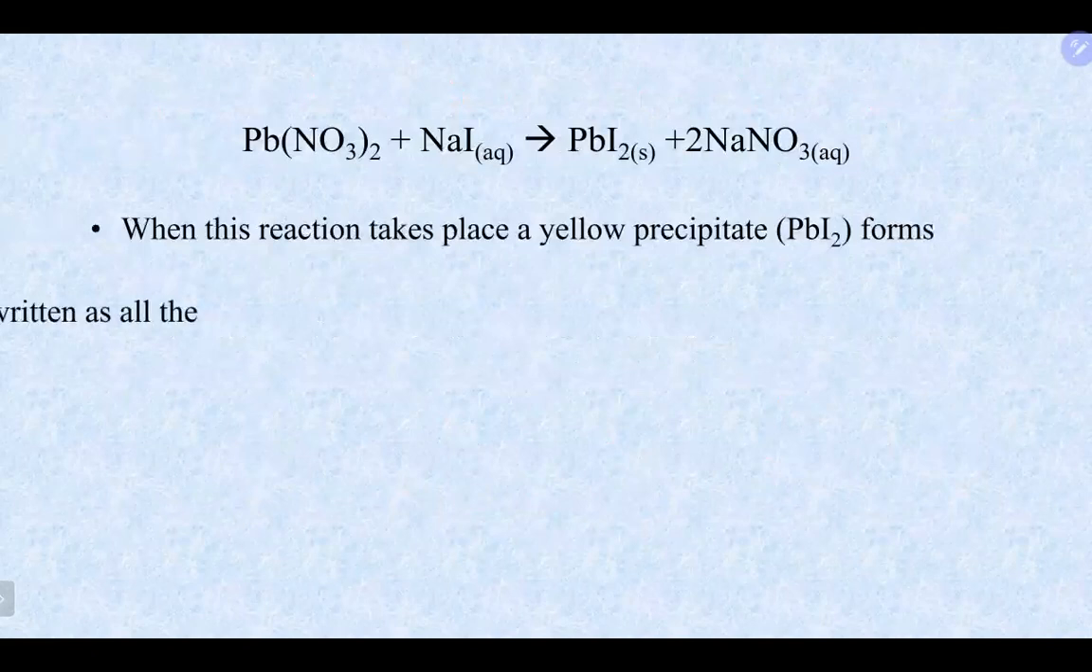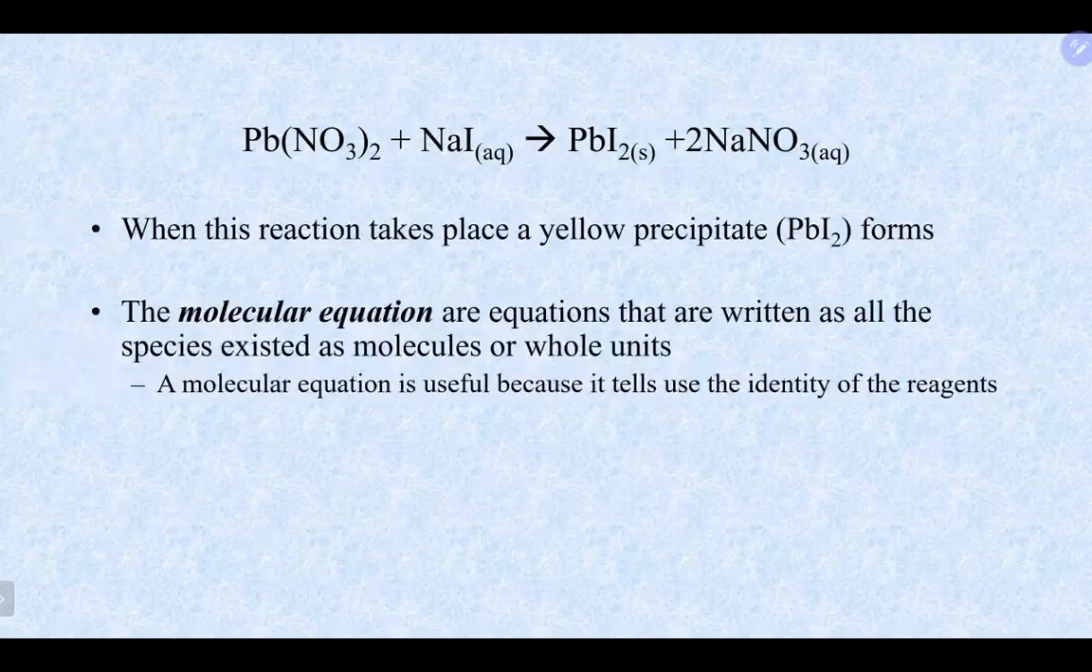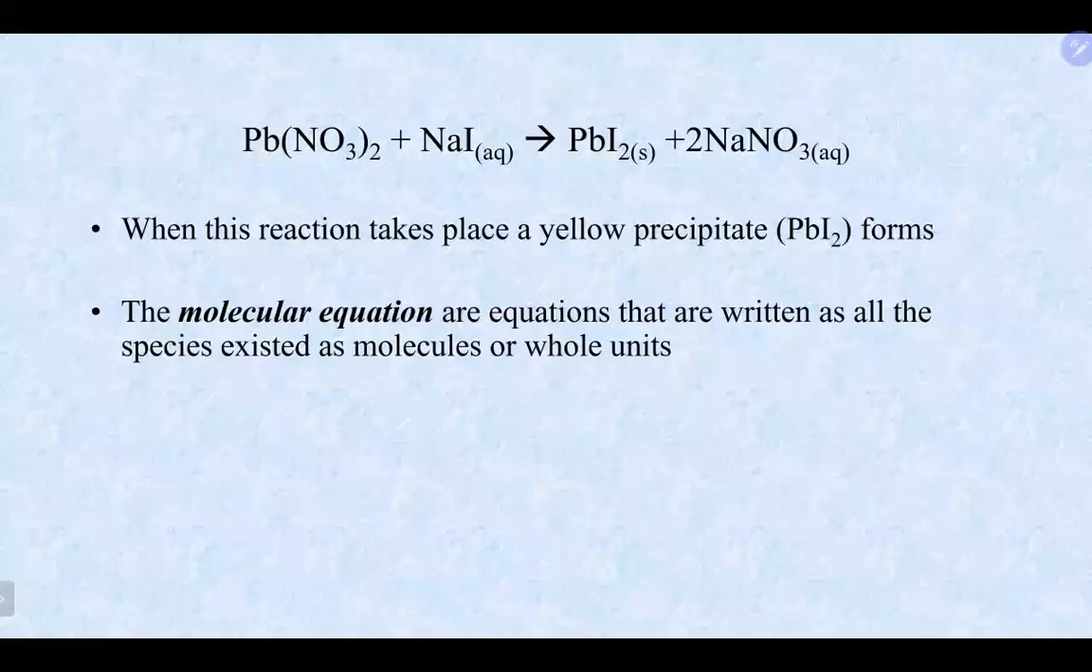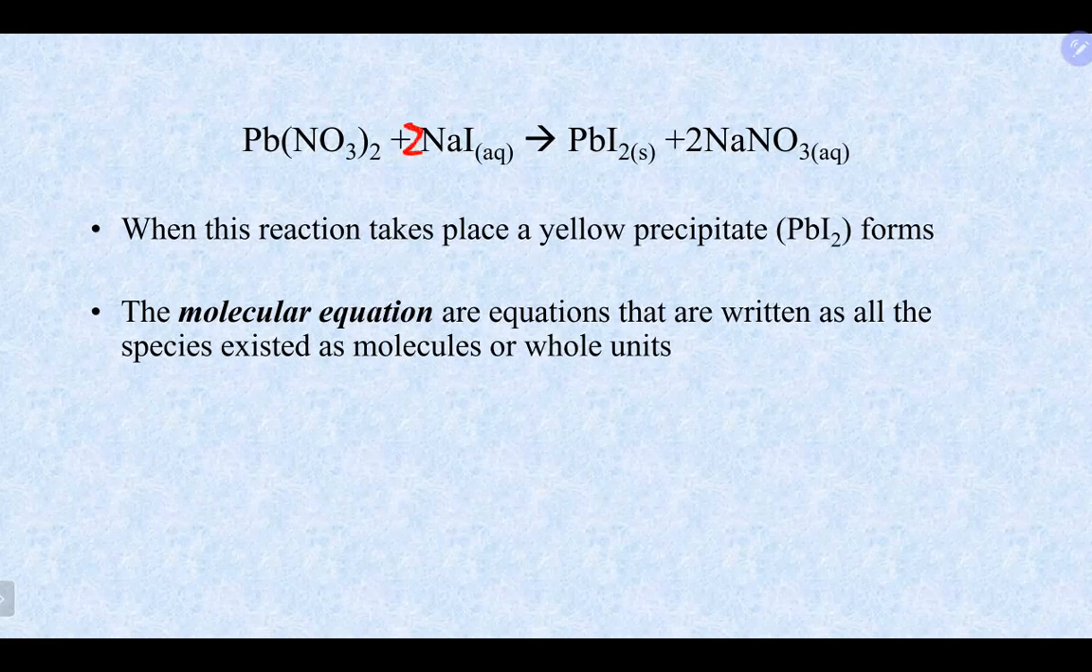Here's another example of a precipitation reaction. And again, if we look at this, and I think on your notes it's fixed, but if not, there should be a 2 there, I think. So this again is a positive and negative guy. This is a positive negative guy.